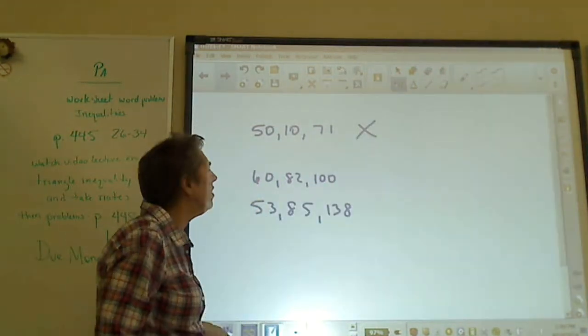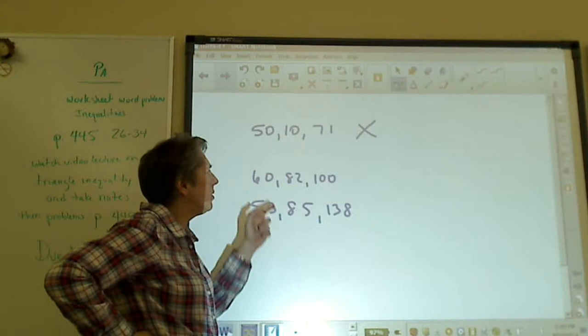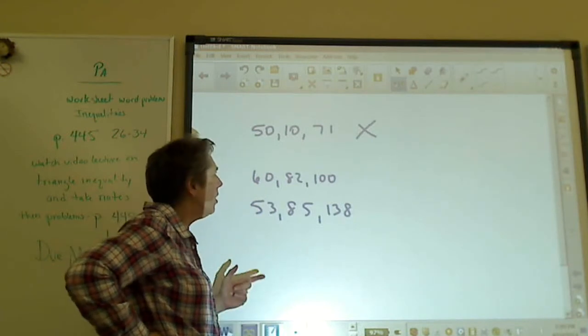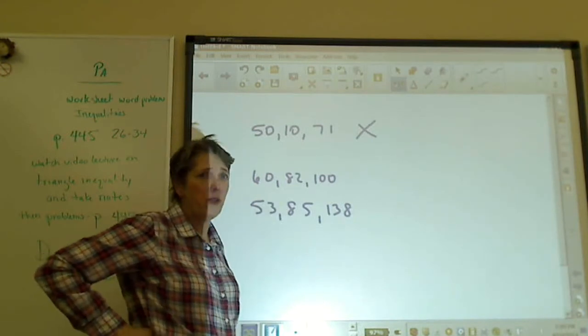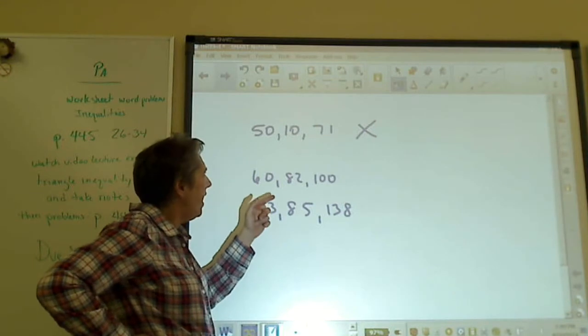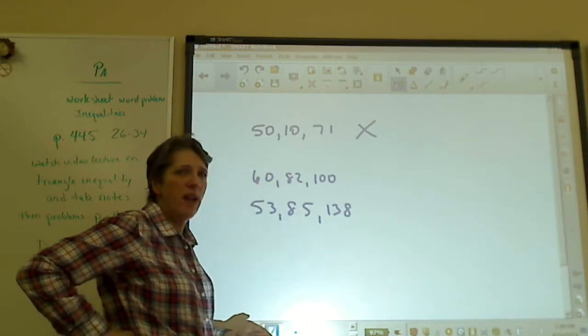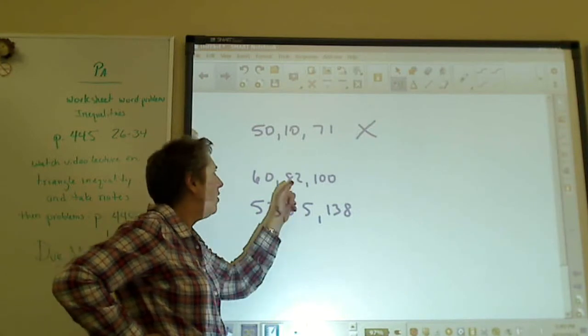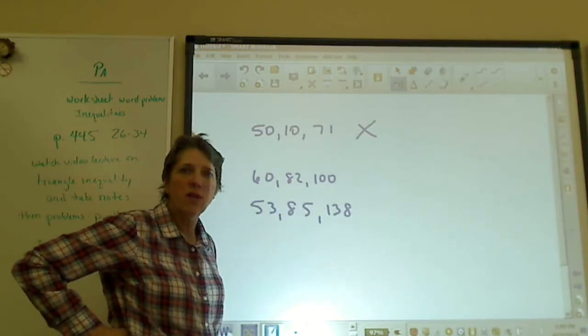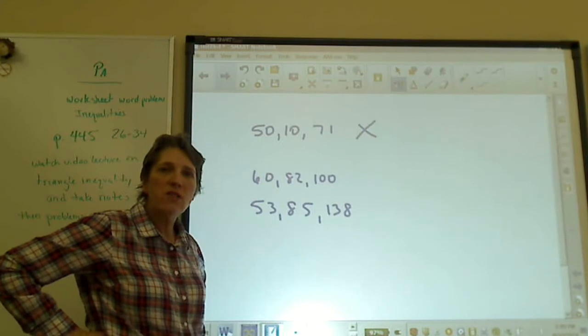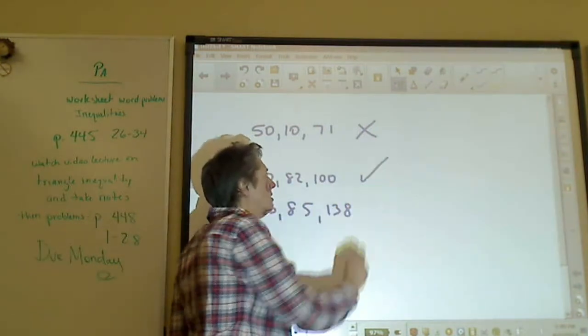When I come down here, if I add 60 plus 82, I get 142, which is greater than 100. And then if I add 60 plus 100, I get 160, which is greater than 82. And if I add 100 plus 82, it's greater than 60. So that's a triangle. That's a yes.